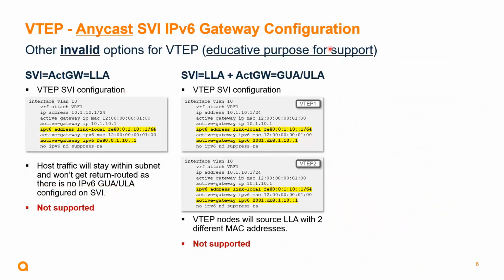Just for educational purposes, to understand what would happen if the SVI is identical to the active gateway but just link local: obviously the host will not exit the subnet. You may try that, but it is not a supported case for production. The second one is what if we have an SVI being link local and the active gateway being a global address? It ends up with the VTEP sourcing a link local address with two different MAC addresses. So again, that would not be supported.